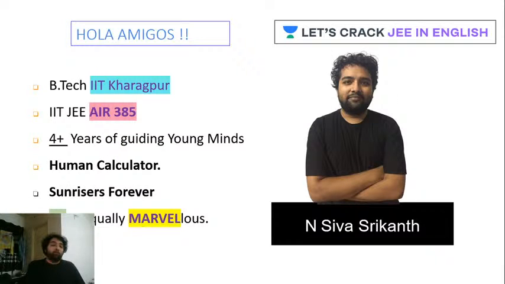So, a little about me. I'm N Srikant. I did my BTech from IIT Kharagpur. I have an AIR of 385. I've been guiding you guys for the last 4+ years, and you guys call me human calculator. Well, you'll know why. I'm a Sunrisers fan. It's been hard, but it's been good. Be a Sunrisers fan, and DC is equally marvelous, if not better. I'm a huge DC fan.